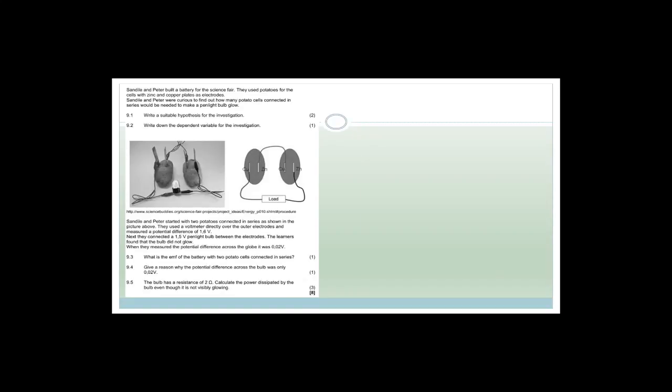Right, Sandile and Peter build a battery for a science fair. They use potatoes for the cells with zinc and copper plates as electrodes. Okay, grade 12s, I have to tell you something. I've done this experiment. Oh, I don't know why I'm switching this volume up. Sorry, I didn't mean to switch the volume up.